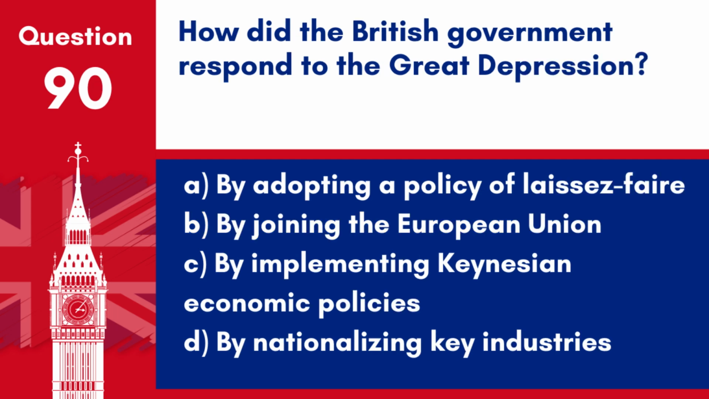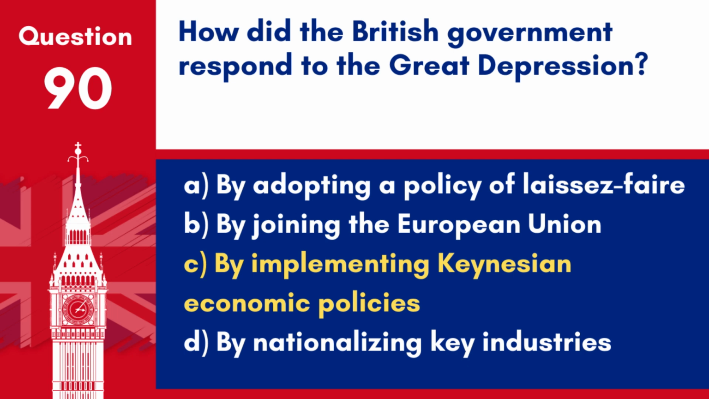Question 90. How did the British government respond to the Great Depression? A. By adopting a policy of laissez-faire. B. By joining the European Union. C. By implementing Keynesian economic policies. D. By nationalizing key industries. Answer: C. By implementing Keynesian economic policies.